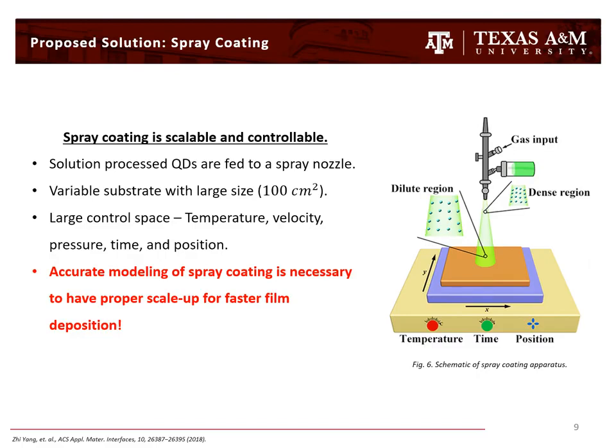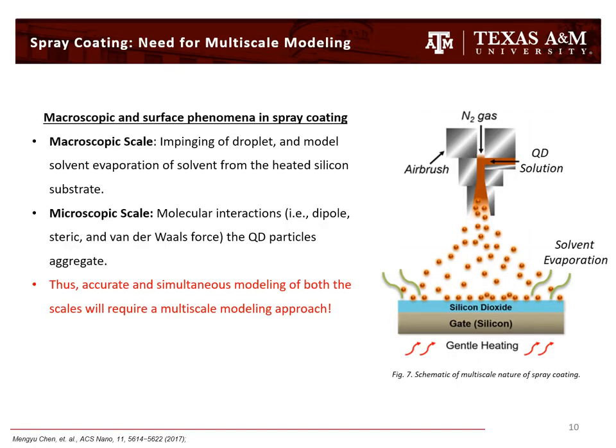However, if you want to scale it up for industrial production, it is very essential to do accurate modeling of the spray coating process. Thus, when you look deeper into the spray coating process, you will realize that the phenomena are happening at two different scales. At the macroscopic scale, when you are trying to spray a liquid droplet, the distribution of the droplets needs transport modeling. Also, the solvent in the solution needs to be evaporated so that the quantum dots can actually deposit on this silicon dioxide substrate and form the film, which will require thermal modeling.